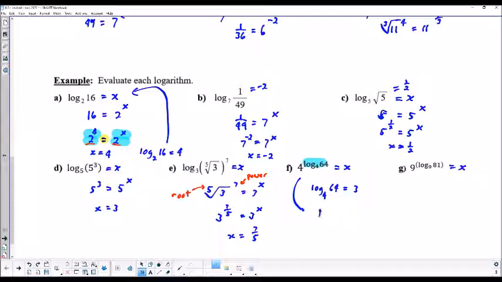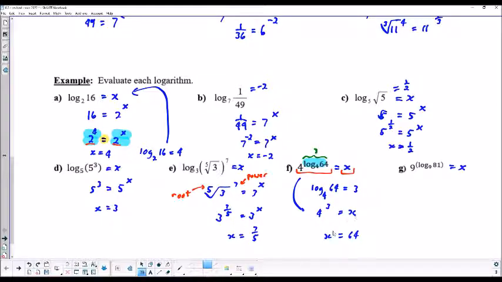Therefore, 4 cubed equals x. Therefore, x equals 64. So notice again that I made this whole thing equal to x, and I had to solve this left side to get the value of x. And I see that the log of 64 to the base 4, this part here, the exponent, is 3. Therefore, 4 cubed is x.